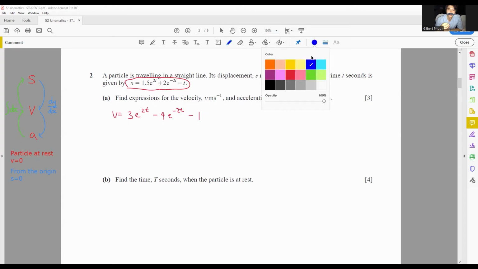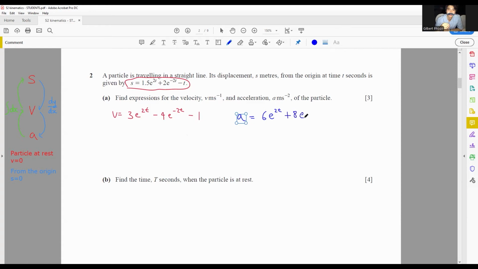Then next, for your acceleration formula, we're going to differentiate one more time to give us 6e^(2t). Then negative 2 times negative 4, plus 8e^(−2t). Differentiating minus 1, you get nothing. So this will be your acceleration formula here. Now, find the time t seconds when the particle is at rest. Once again, like I mentioned, when the particle is at rest, this is when v equals 0.